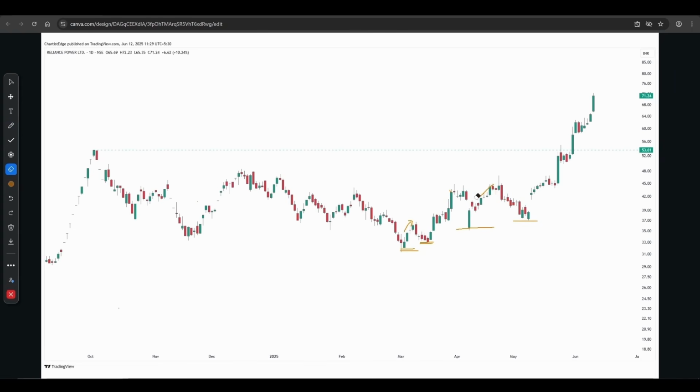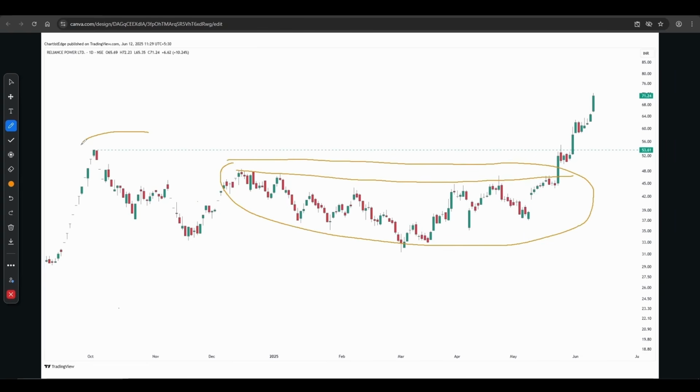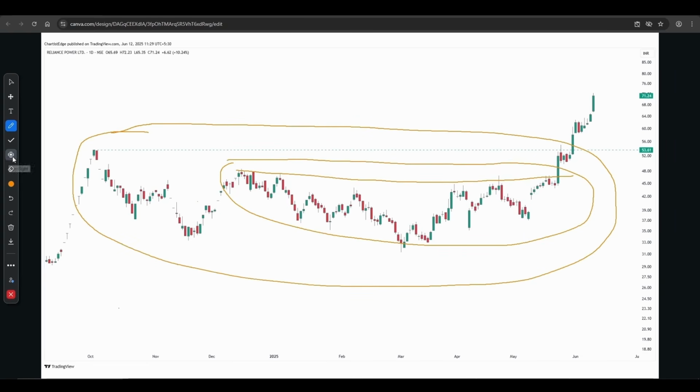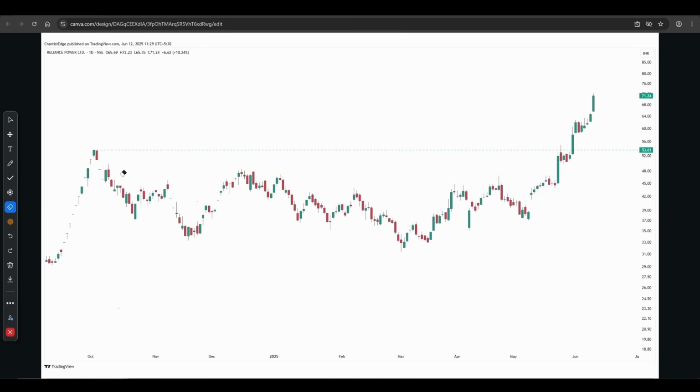Now when this was happening, it made a base inside the bigger base right here. Now this is a base inside a bigger base. Now whenever we see a base inside a bigger base, this usually tells us what the price will do when it reaches the pivot point of the bigger base. Now this is the pivot point of the base which had formed inside the bigger base.